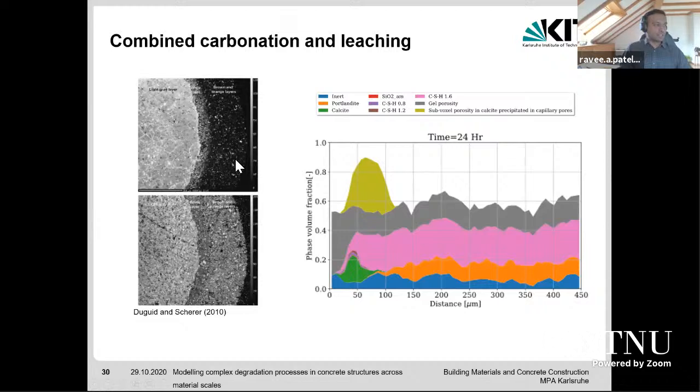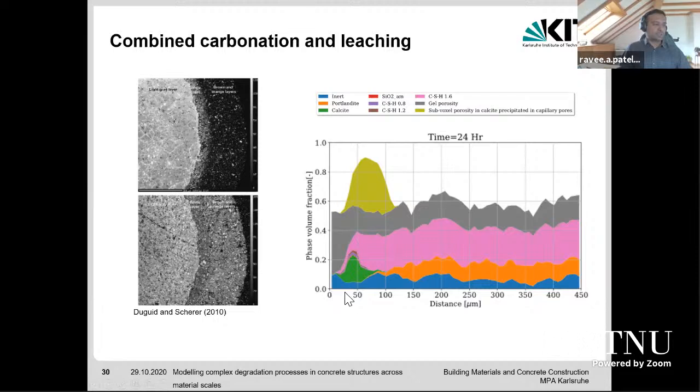What we were able to also qualitatively capture was different layers which were observed in experiments. Like in experiments, we observed that you have a zone where the portlandite is completely depleted, and you have a calcite precipitation zone, and you have a zone where there is an extensive degradation, that is the leaching from both portlandite and calcium silicate hydrate is seen.